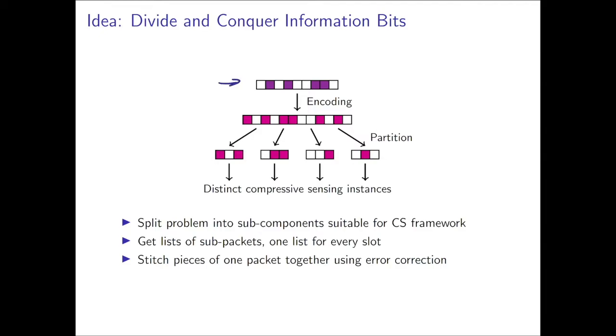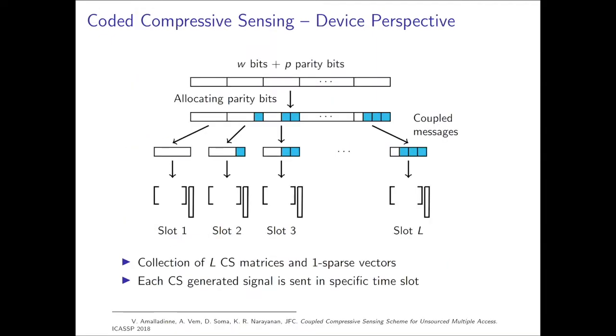So here at the top, we have the information message in bits. The next step is to add redundancy in the form of an error correcting code. And then the blocks are transmitted through suitably sized compressed sensing problems. The redundancy that's added to each block can subsequently be used to stitch the pieces of the same message together using error correction. When we put this problem together, the message that's being sent collectively contains, say, W bits and P parity bits in a structured fashion.